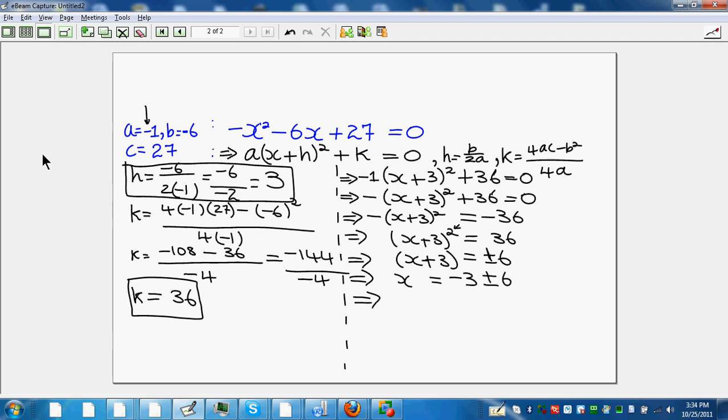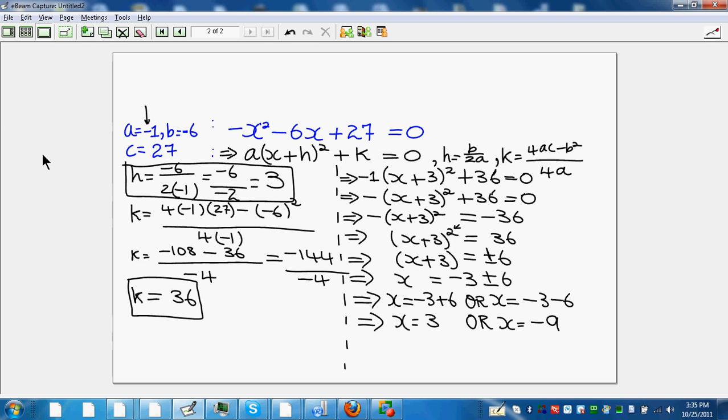This implies that either x is equal to minus 3 plus 6, or the other possibility, x is equal to minus 3 minus 6. In the situation that x is equal to minus 3 plus 6, it means that x will be equal to 3. The other situation is where x is equal to minus 3 minus 6, which says that x is equal to minus 9.